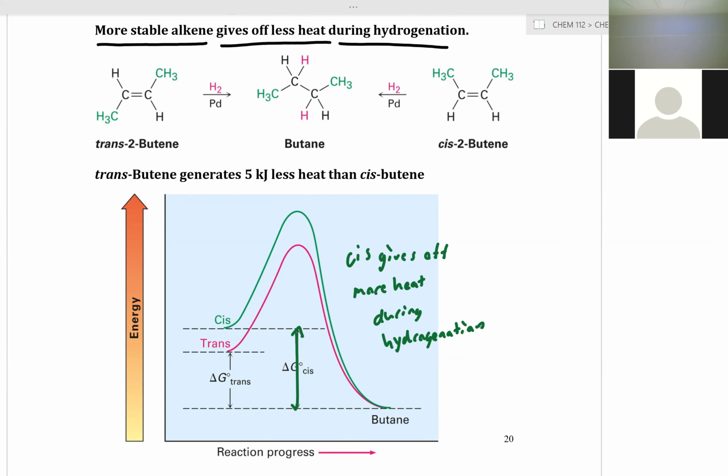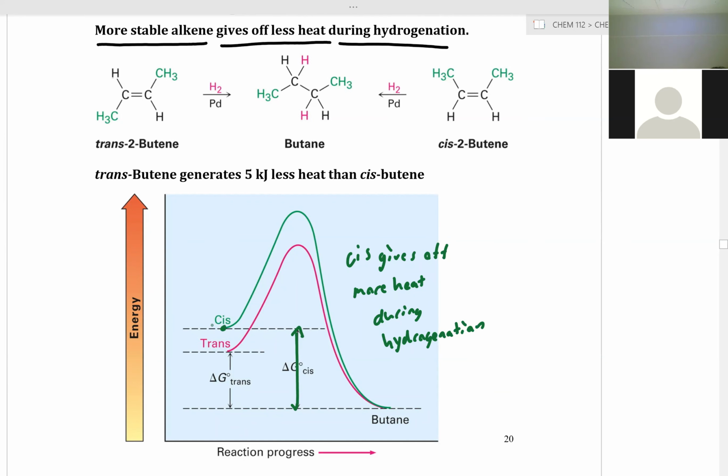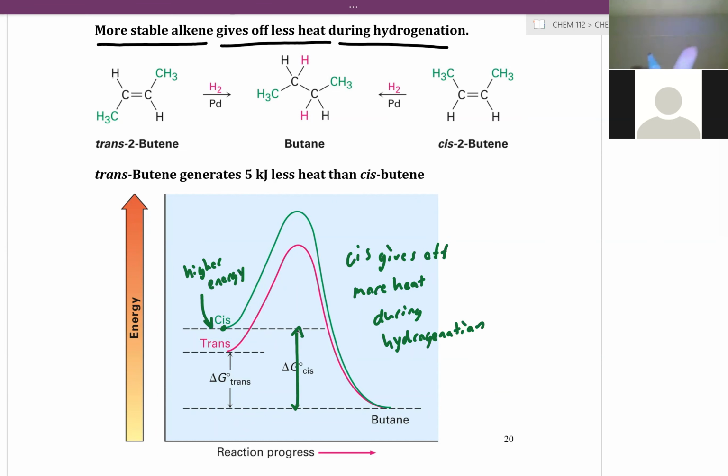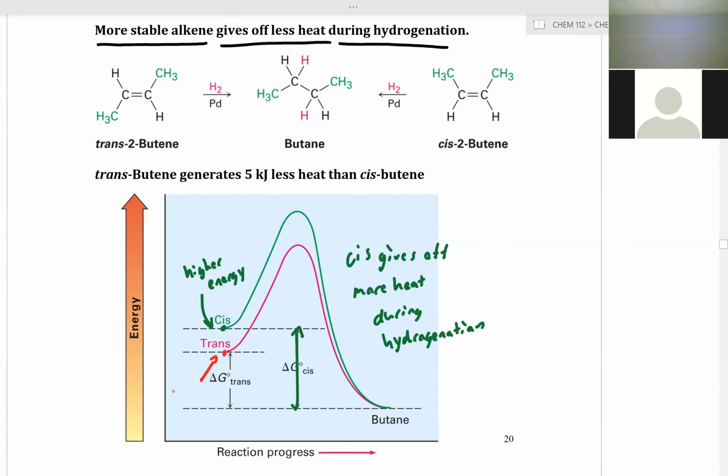Beyond that, does everyone see from this chart, and would someone like to say, looking at this chart, we see the cis is higher energy, the trans isomer is lower energy.